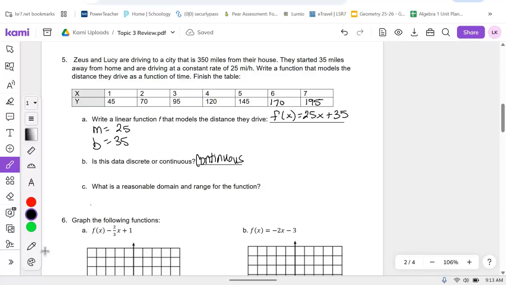So the domain would be, we would need to determine how many hours it would take to get 350 miles. So I would just put 350 in for f of x equals 25x plus 35. And then I subtract 35, which gives me 315 equals 25x. Divide that by 25. So it's going to take about 12.6 hours.